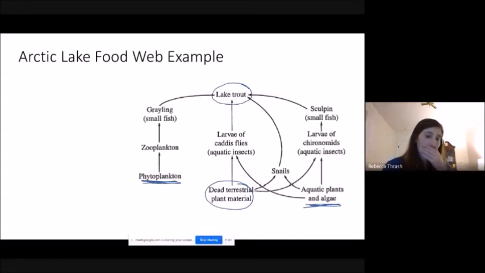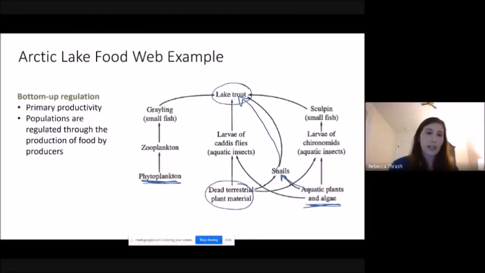So a food web is a little different from a food chain in that it shows you more examples of how these things interact within their ecosystem. So for instance, one chain here would be aquatic plants and algae, to snails, to lake trout. But this doesn't show you that lake trout can also eat aquatic insects. They can also eat grayling, and they can also eat sculpin. So food webs are a better representation of everything that can happen within an ecosystem.